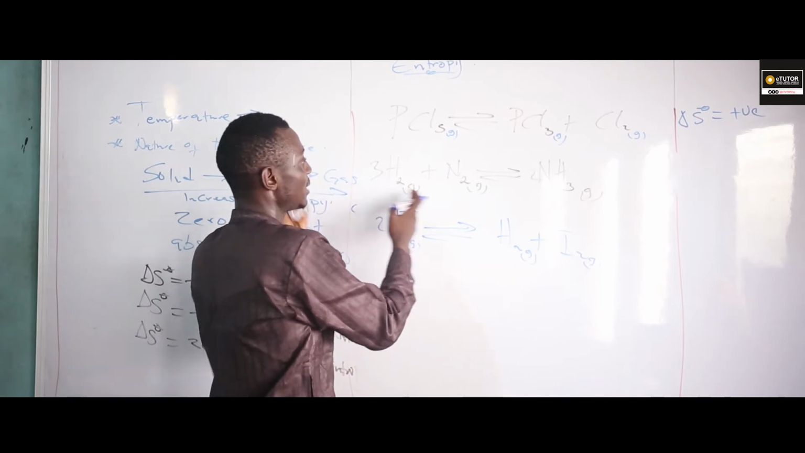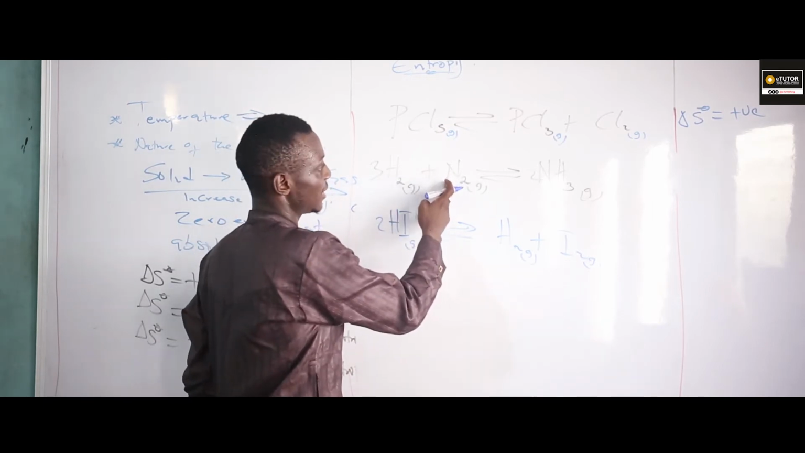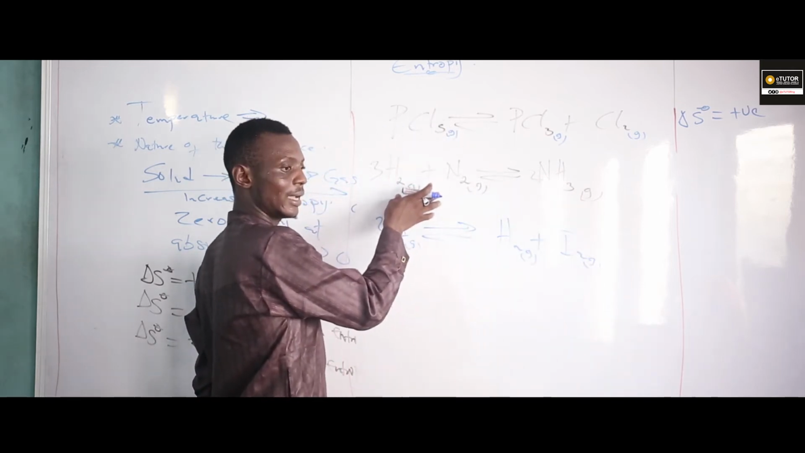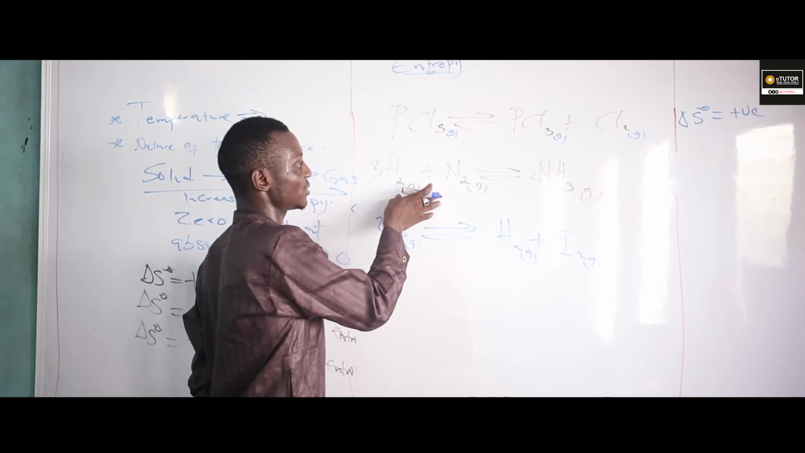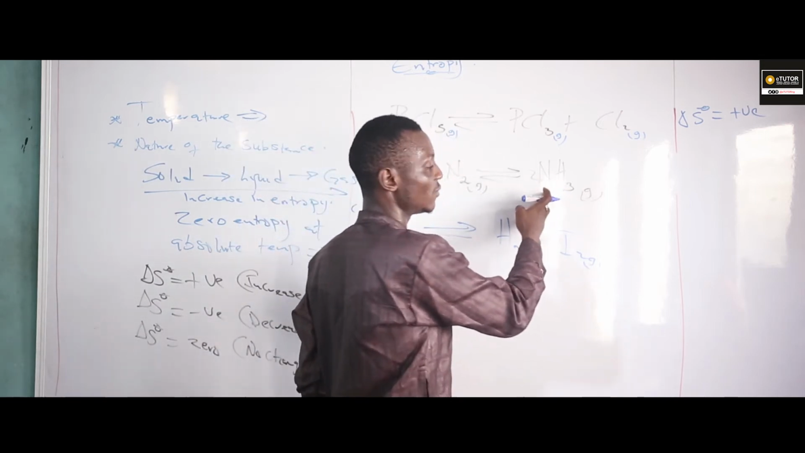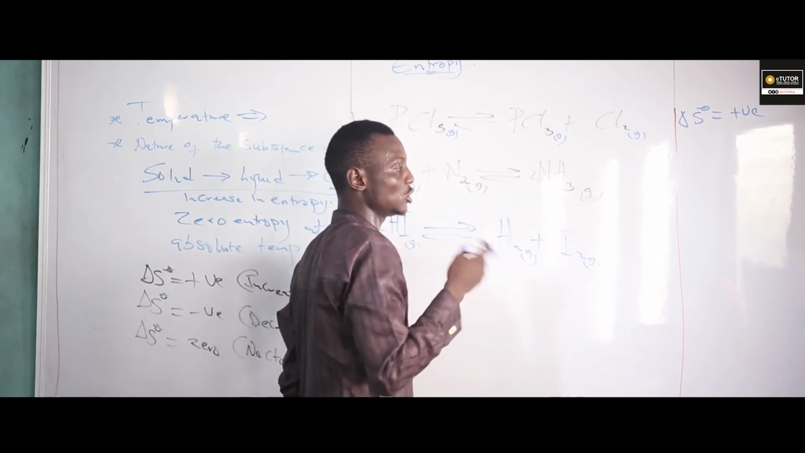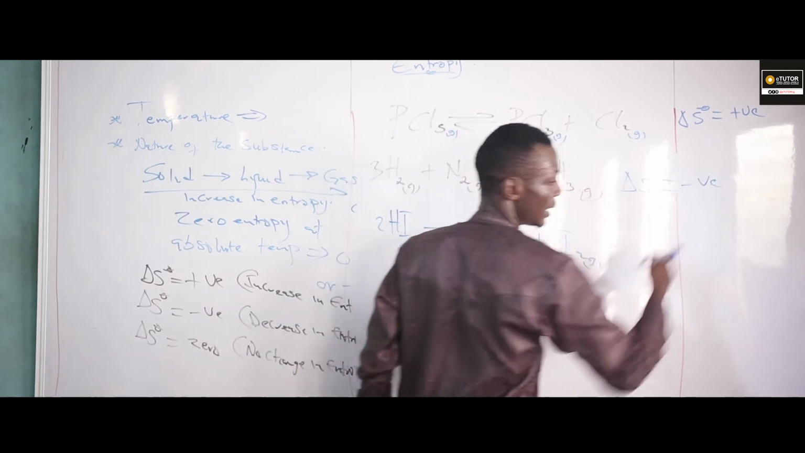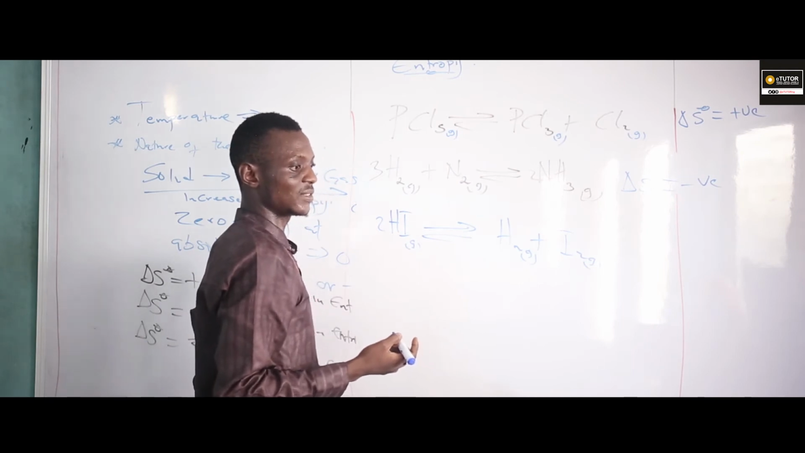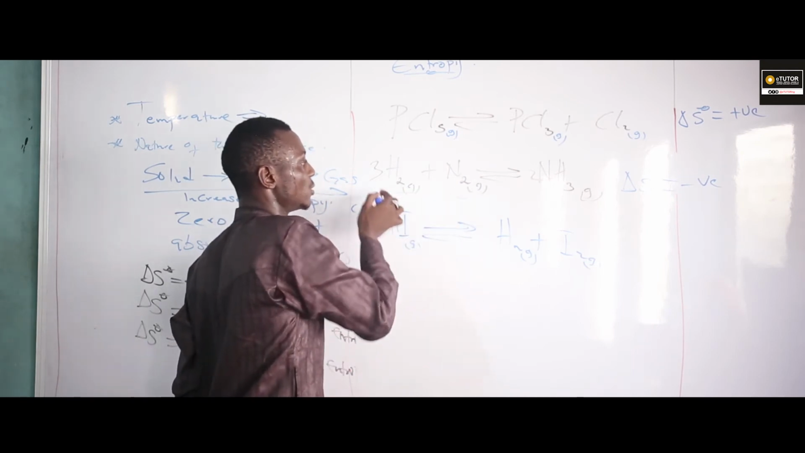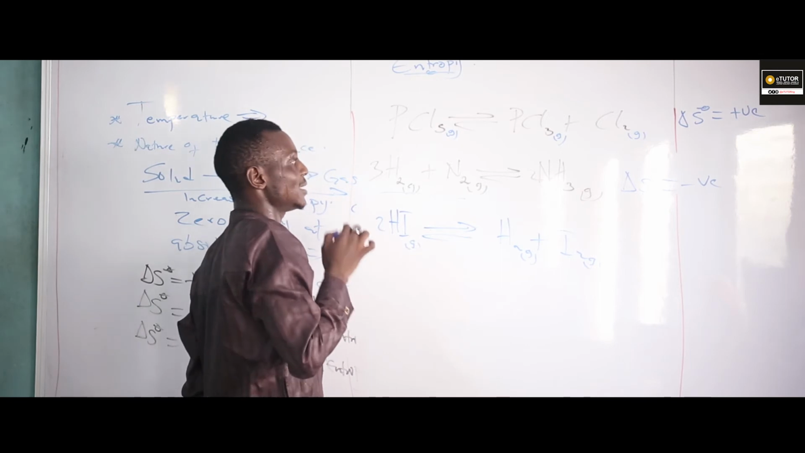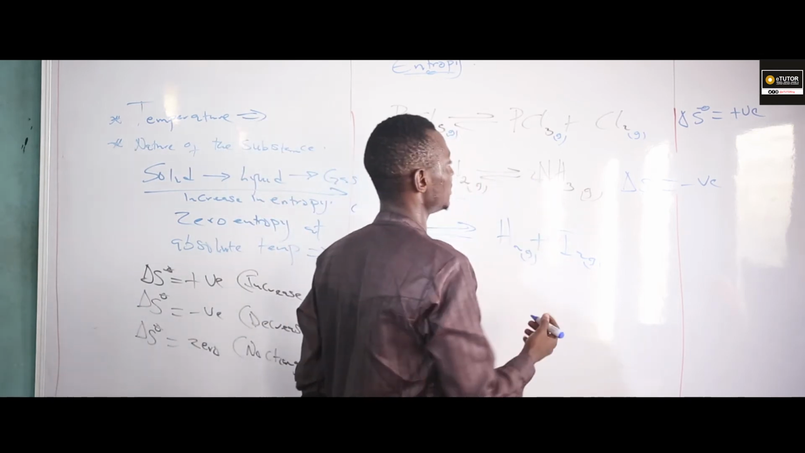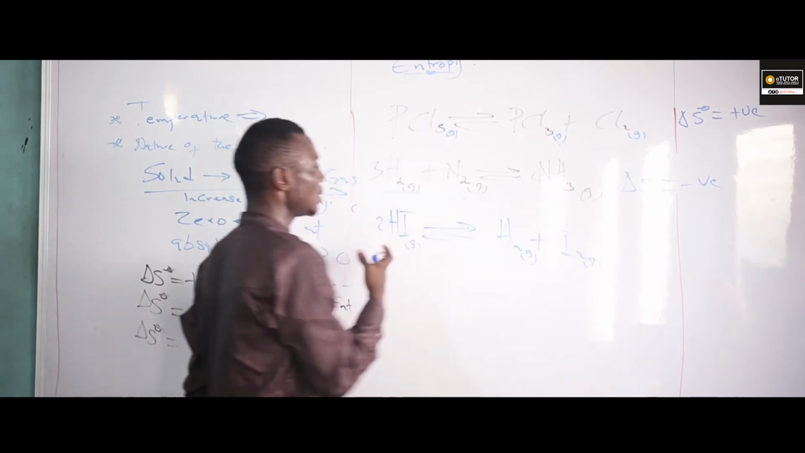Now the next one, where we have 3 moles of hydrogen gas reacting with 1 mole of nitrogen gas to give ammonia. The number of moles of reactant gaseous species is more than the number of moles of product gaseous species. Therefore, there is going to be a decrease in the entropy of that system, because the number of moles of gaseous species in our initial state is higher than in the product state.